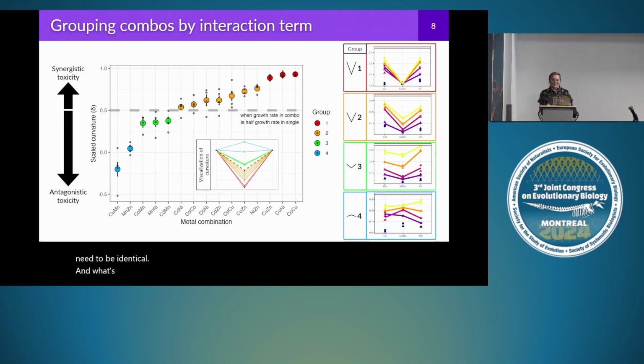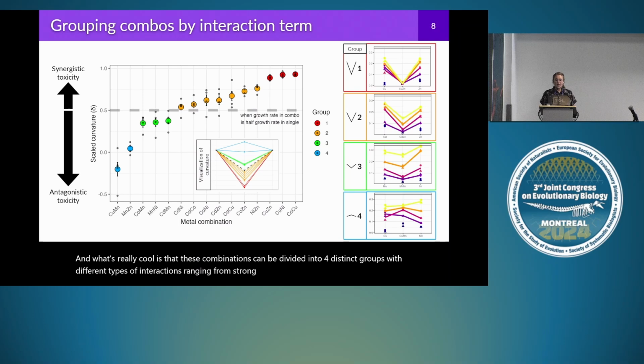And what's really cool is that these combinations can be divided into 4 distinct groups with different types of interactions ranging from strong synergism in group 1 and strong antagonism in group 4. So on the right side, I have example V-graphs from each group to demonstrate their relative shapes. And in the inset, in the graph on the left, I'm showing some idealized examples of how that delta value, which I took from the graph that the inset is in, would show the relative depths. And the dashed lines here represent the case when delta equals 0.5, meaning that the growth rate in the combination is half the growth rate in either single metal.